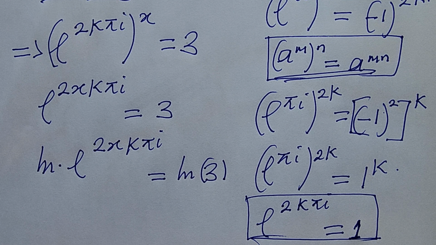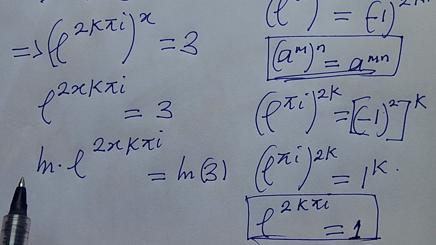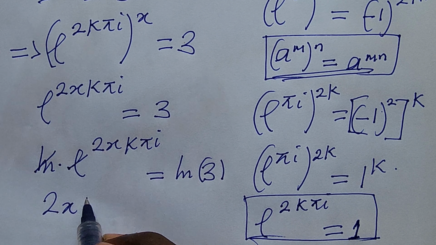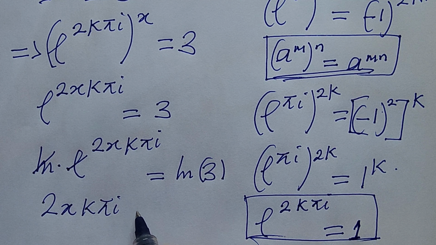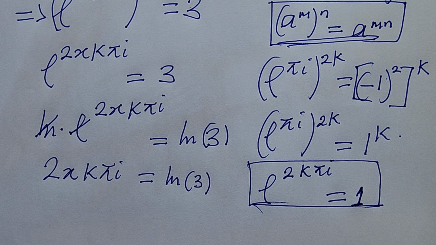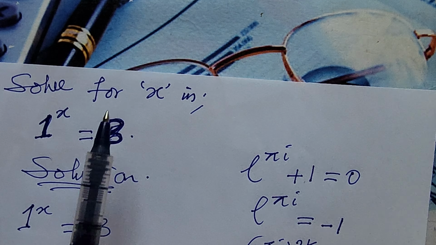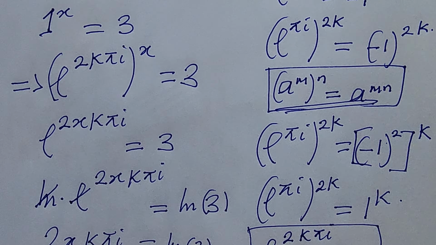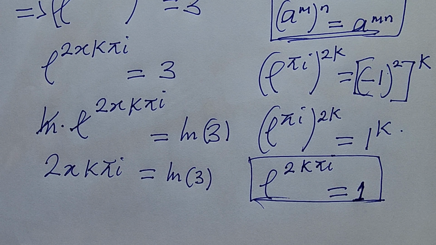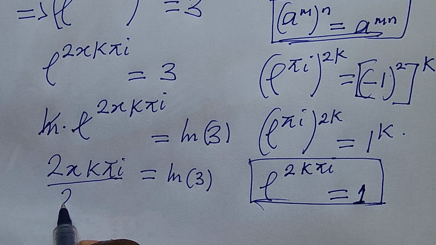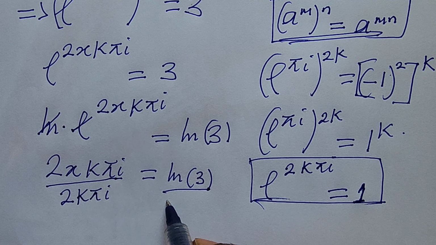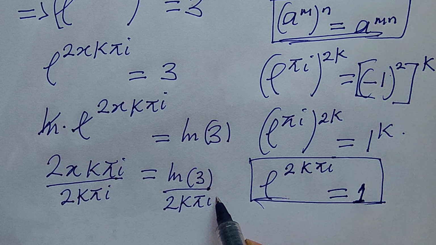All right. Now with what we have here, the ln will cancel with the e. So we're now left with 2xk pi i equals the ln of 3. Easy. What are we looking for? We are asked to solve for x here, right? So how do we get this x now? We divide by the other quantity apart from x. So let's divide through by 2k pi i on both sides.